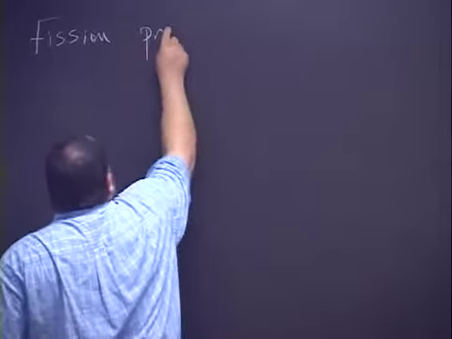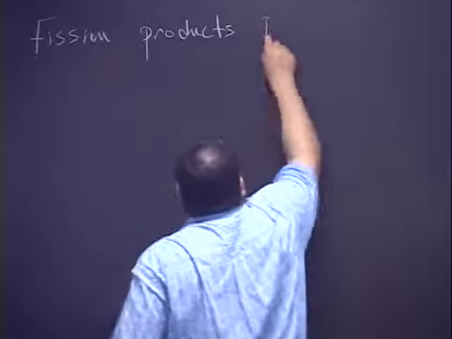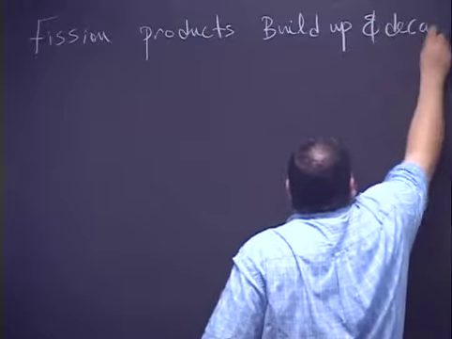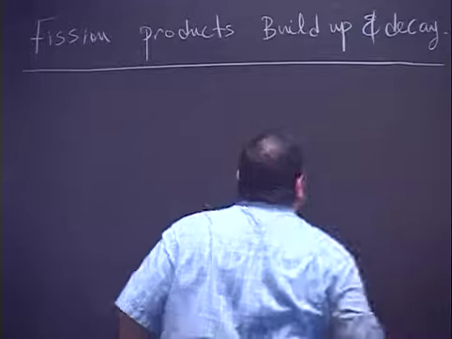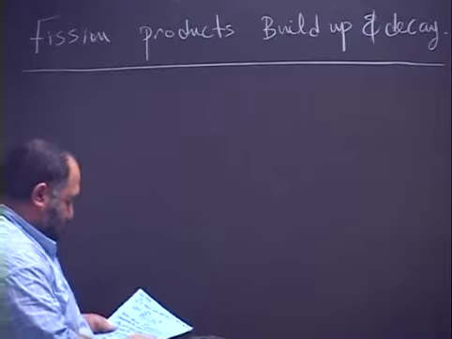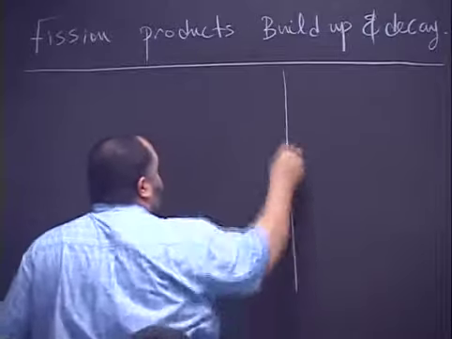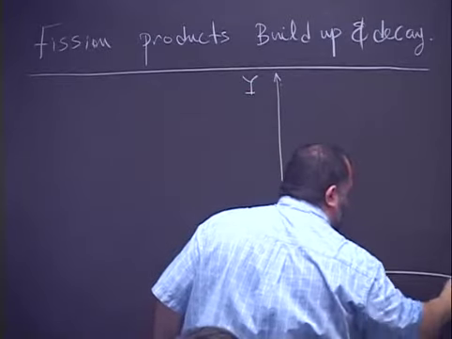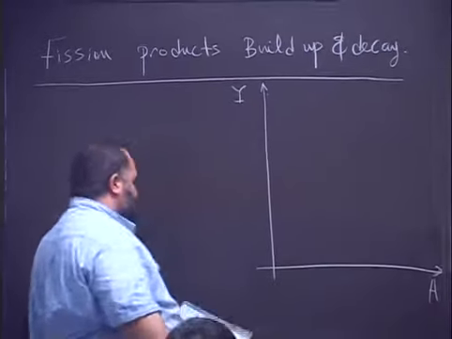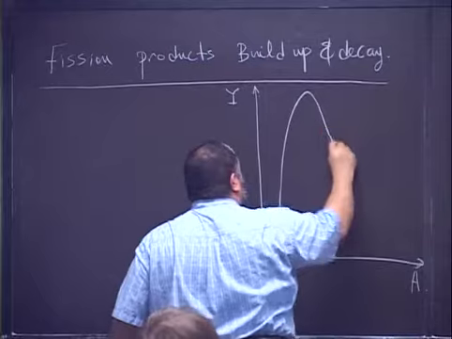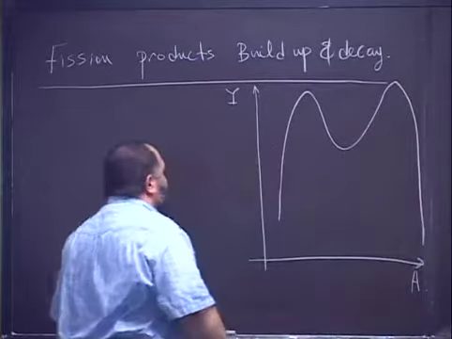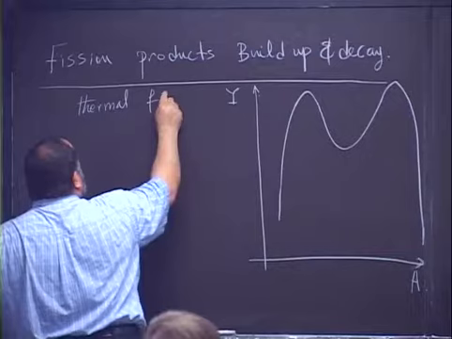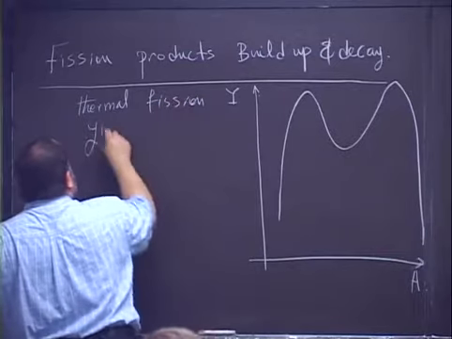Fission products buildup and decay. So all of us knew that in thermal reactors, if you look at the fission yield versus the atomic mass number, you will get a curve like this for uranium-235. This is the thermal fission yields.